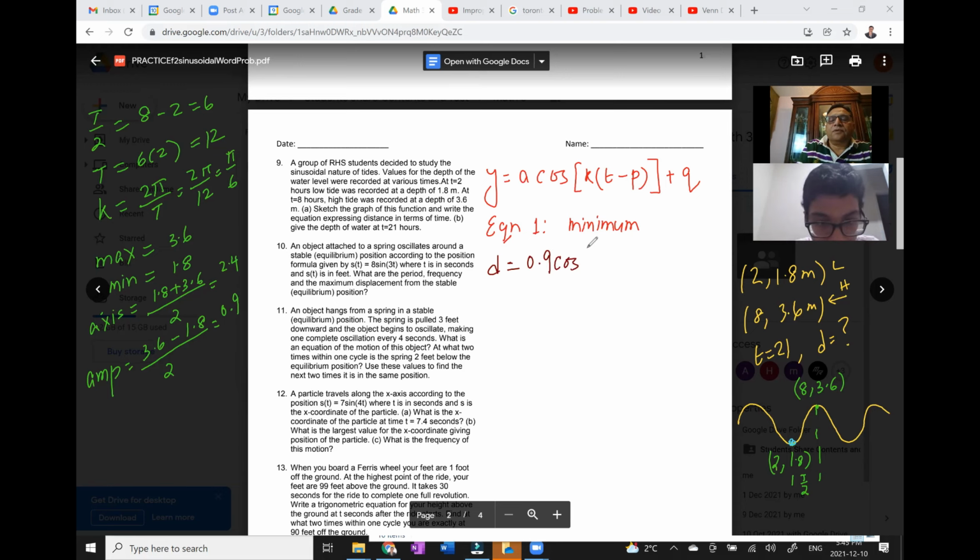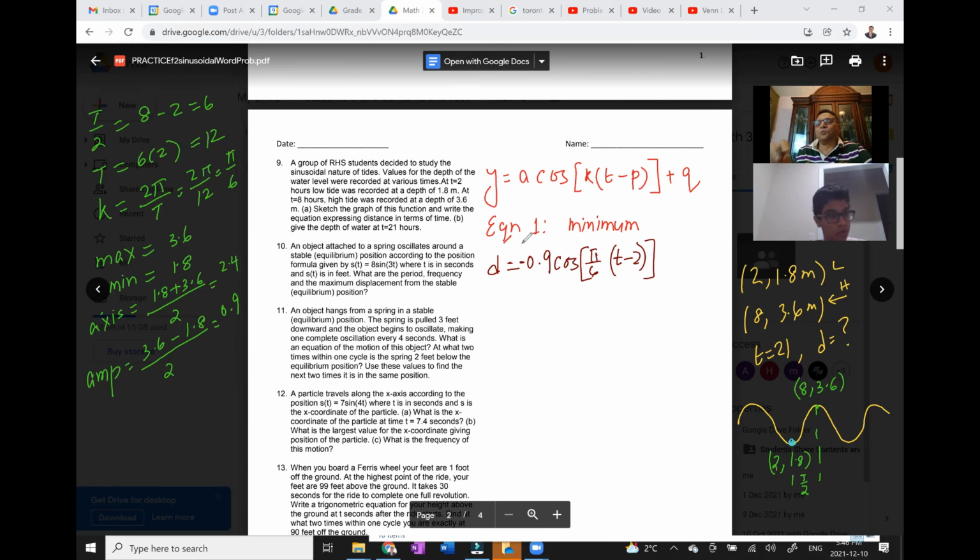Cost of k we calculated as pi by 6. And t. Now, if I'm considering minimum, in that case, that minimum is occurring at 2, right? So I'm writing this minus 2. And since I have seen minimum, I am writing minus here also.